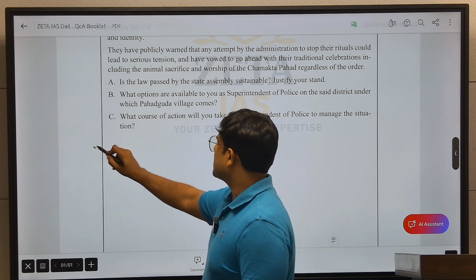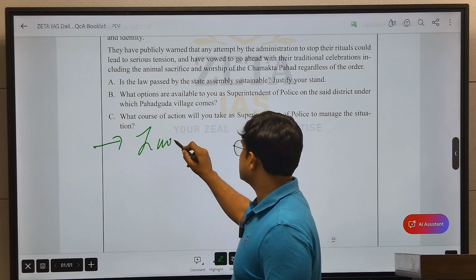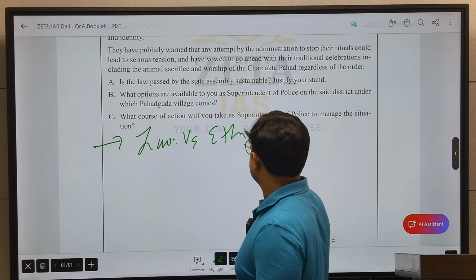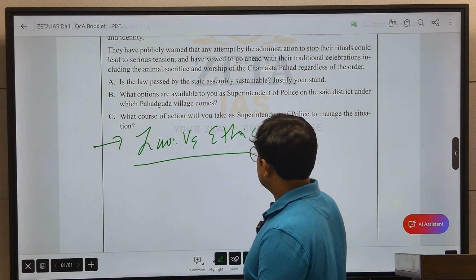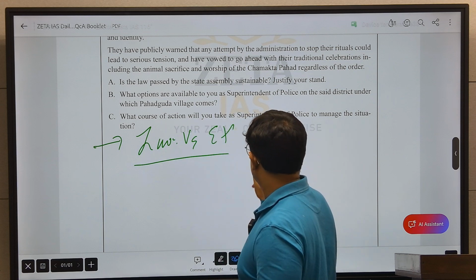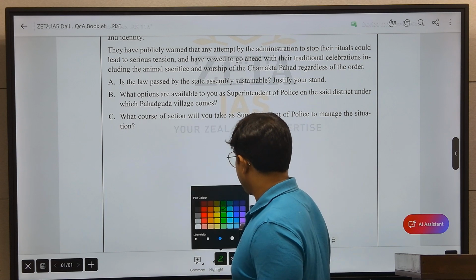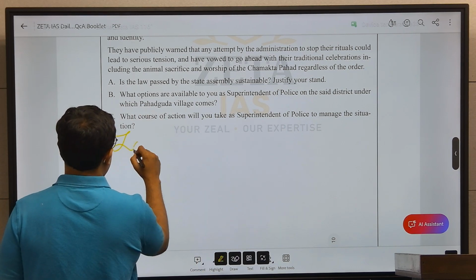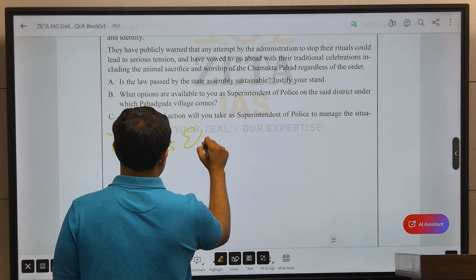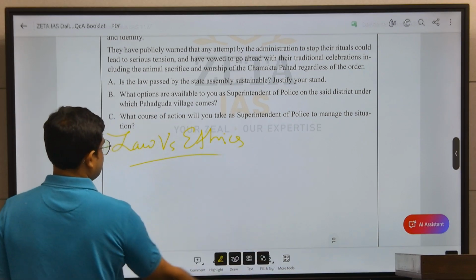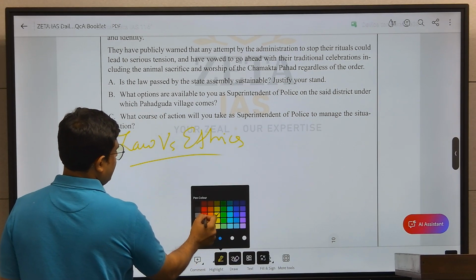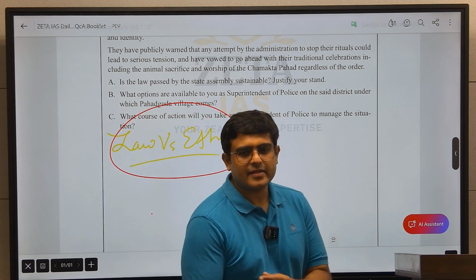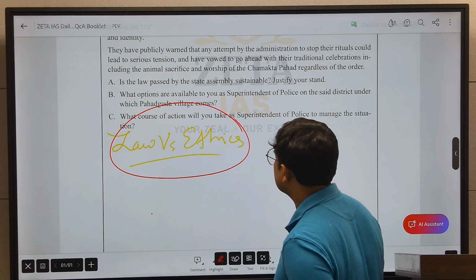So basically, the introduction can be law versus ethics. So this is what the case study talks about. I'll write it properly. The case study is about law versus ethics. So this can be your introduction, writing on these lines. So law versus ethics is the introduction, and then you deal with each of the questions.